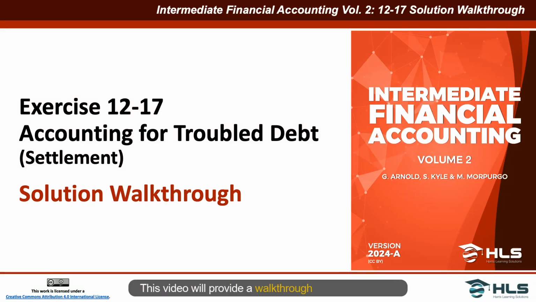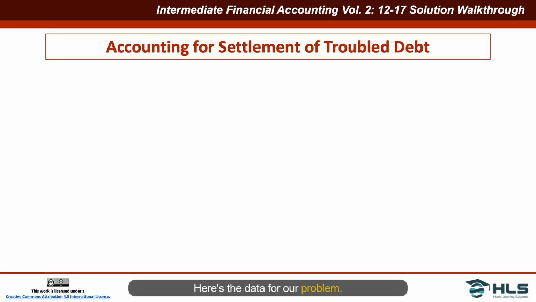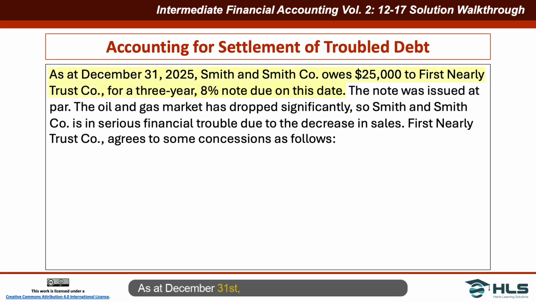This video will provide a walkthrough to the solution for exercise 1217, which focuses on accounting for settlement of troubled debt. Here's the data for our problem. As at December 31st, 2025, Smith & Smith Company owes $25,000 to First Nearly Trust Company for a 3-year 8% note due on this date.